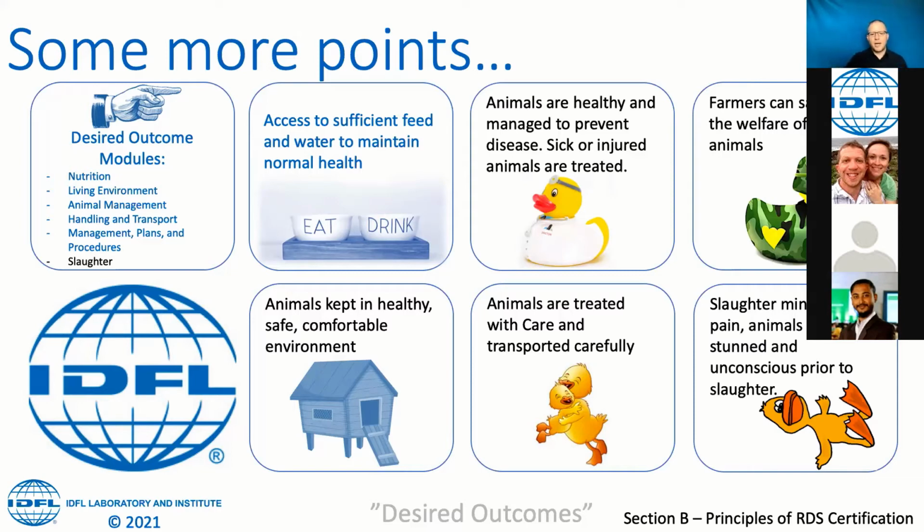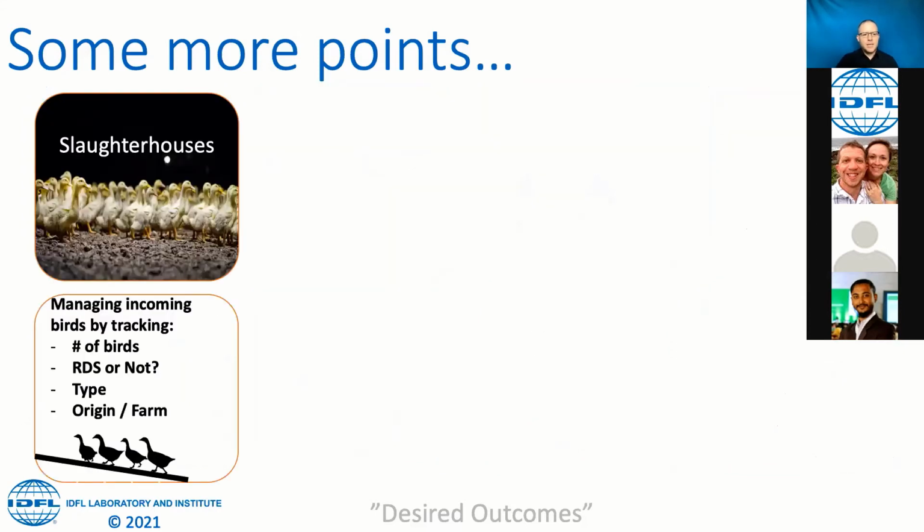Animals are stunned and unconscious prior to slaughter. The slaughter process is one of those key aspects of making sure that it's done in a humane fashion. So for the slaughterhouses, there are a lot of requirements, making sure that they're able to track the number of birds, if it is certified or not, making sure that they know the origin or where the farm is.